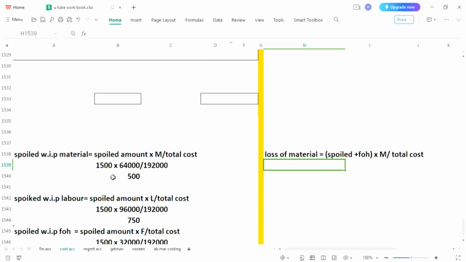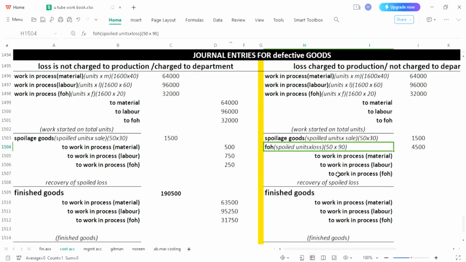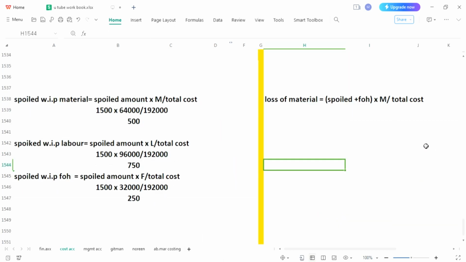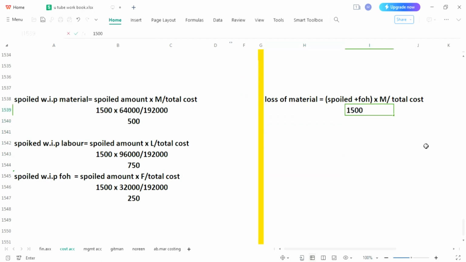Spoiled amount was 1500. We can calculate everything over here. Just we will see the amount of FH. This is your FH. Amount was 4500. Spoiled amount 1500 and FH cost 4500. Put a bracket over here. So this would be the only change, and then you can see it was multiplied by 64,000 and divided by same 192,000. This way our calculation would be completed.